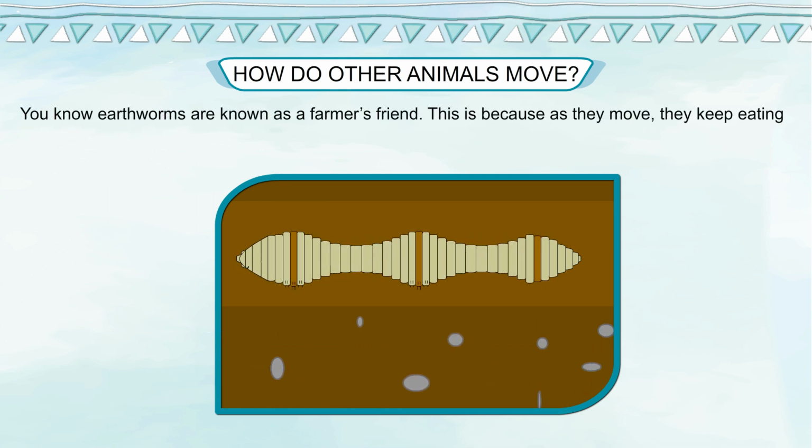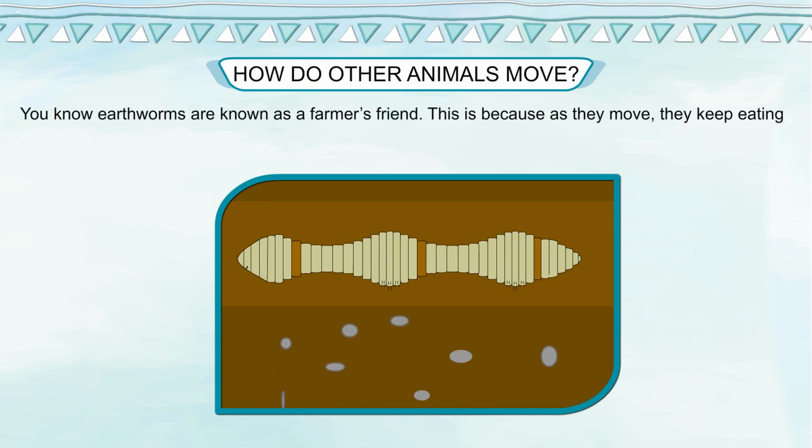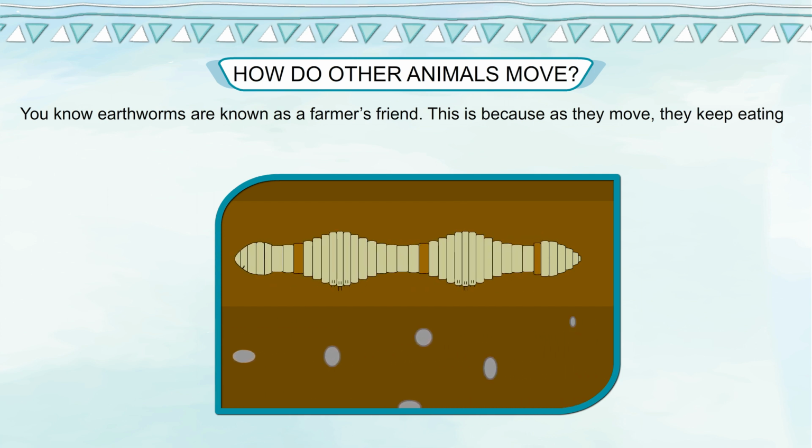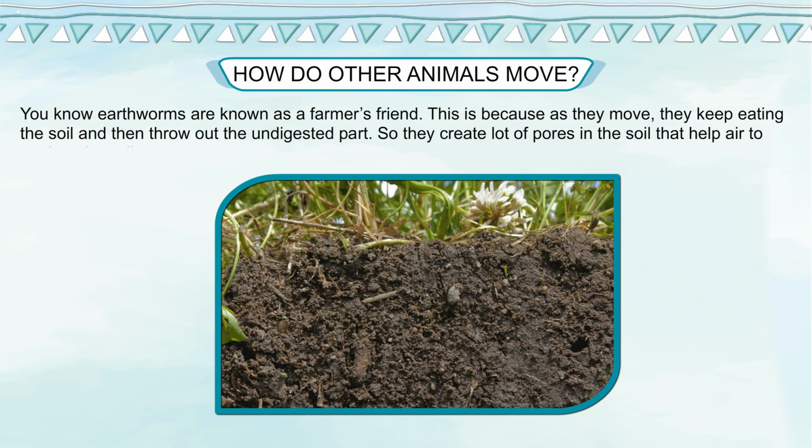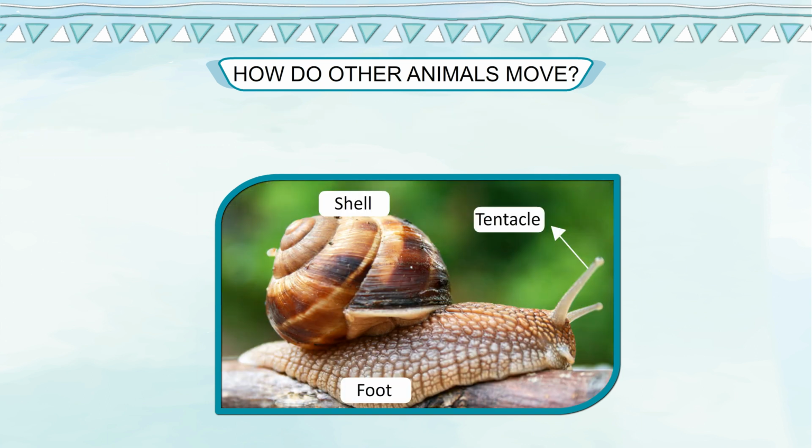You know, earthworms are known as a farmer's friend. This is because as they move, they keep eating the soil and then throw out the undigested part. So they create lots of pores in the soil that help air to get into the soil.